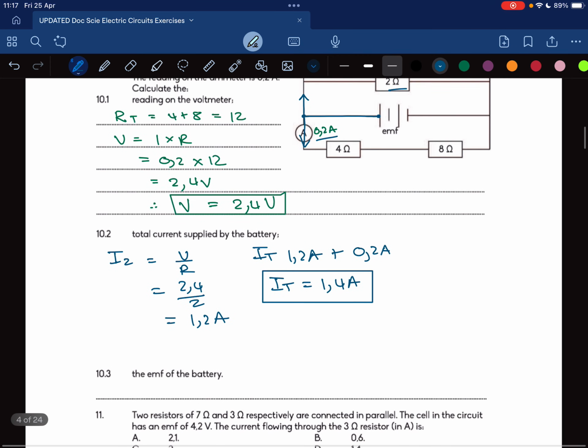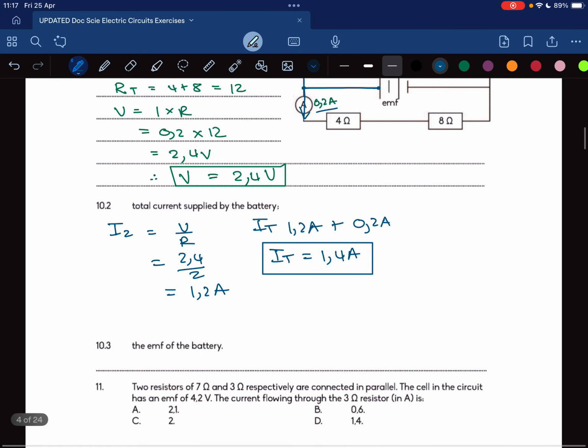Okay, then it says, what is the EMF of the battery? Okay, the EMF is just equal to 2.4. It's just trying to trick you to see if you understand. The EMF is just the total volts.